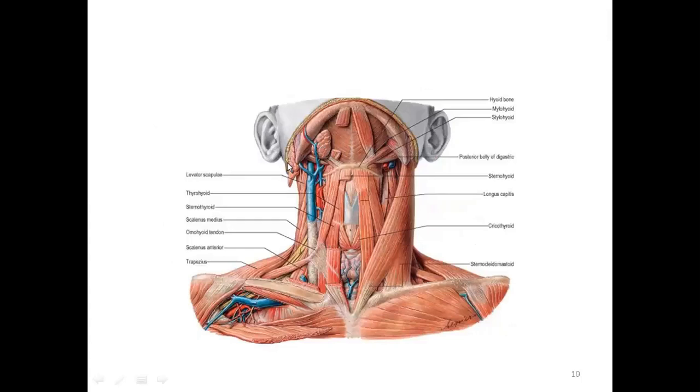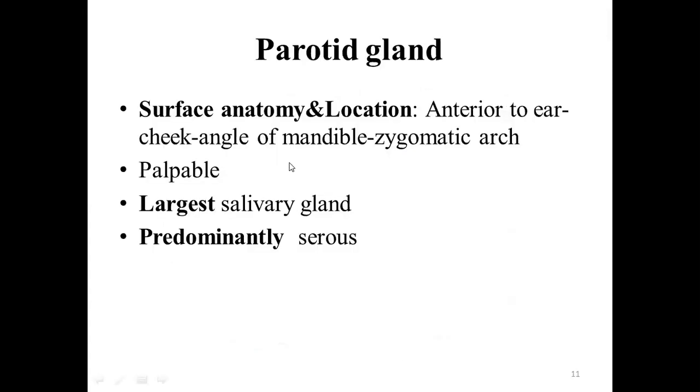Then again, the parotid gland is located here. This is the submandibular salivary gland. The parotid salivary gland we are studying now. In the parotid gland, the surface anatomy and location: anterior to the ear we can locate it, and seek the angle of the mandible and the zygomatic arch. These landmarks can be located, from which we get the inverted pyramid shape. With these landmarks, it is palpable even. You can palpate the soft tissue even over the masseter.